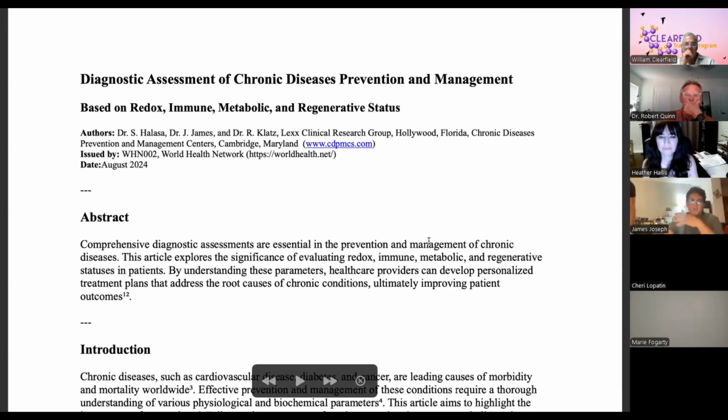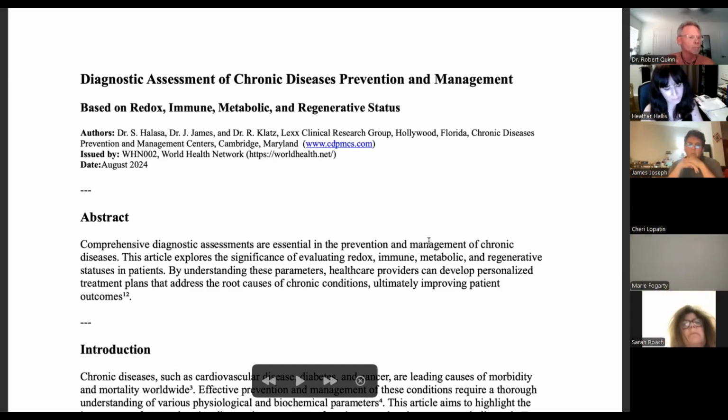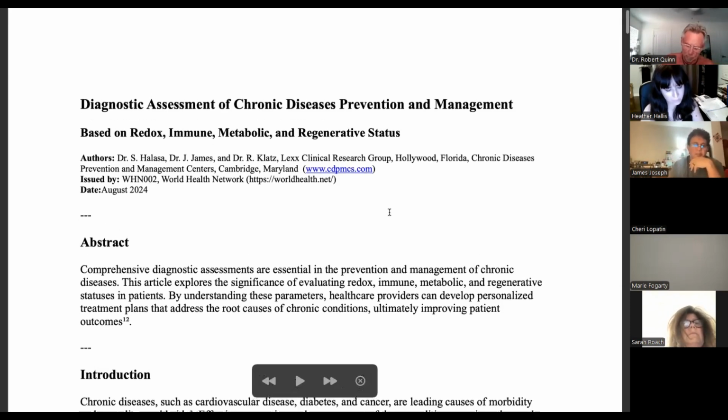Basically, we will approach any chronic disease, regardless of what it is, any specialty, any system in the body. When we diagnose or treat, we need to consider those four pillars: redox, immune, metabolic, and regenerative. And I believe all of you, if I go through all your protocols, I can classify them under those four. And you will see that when we go through the articles.